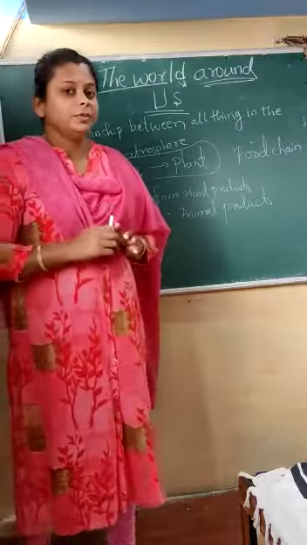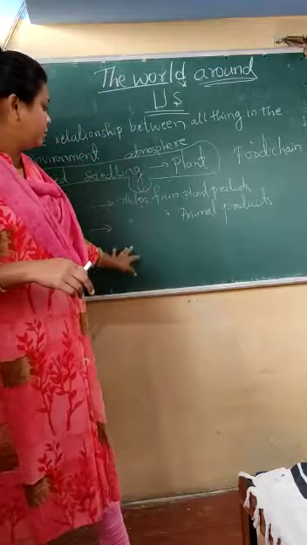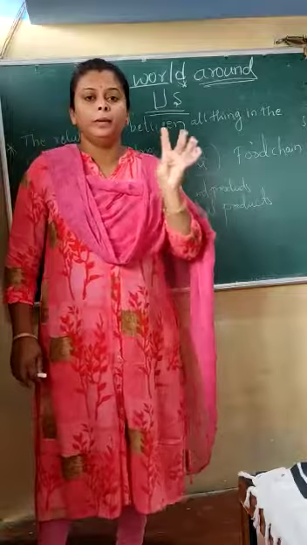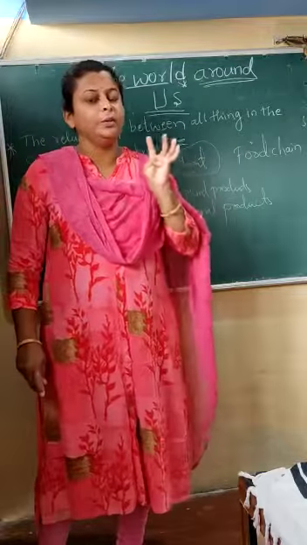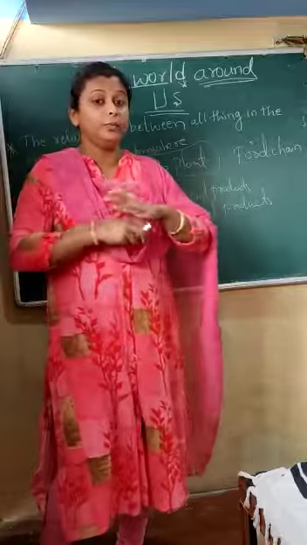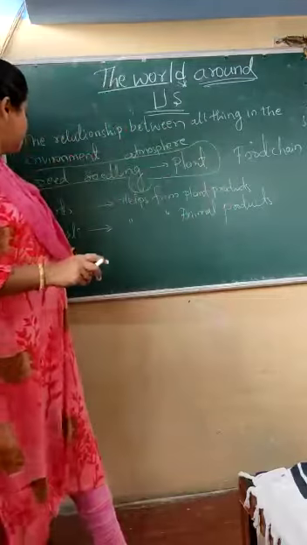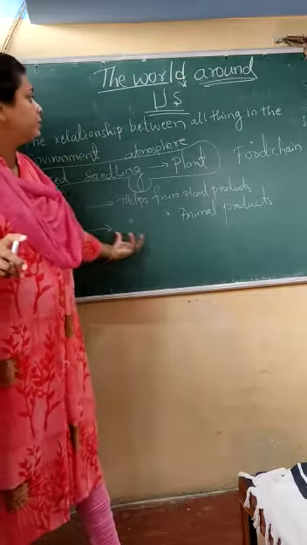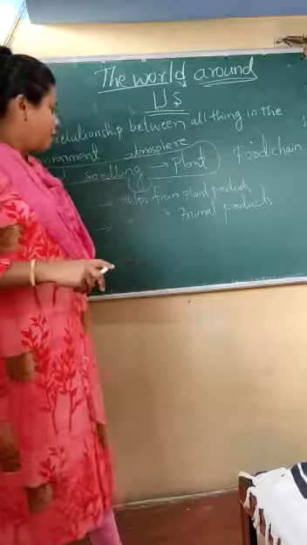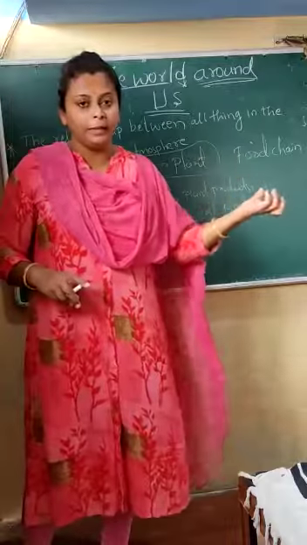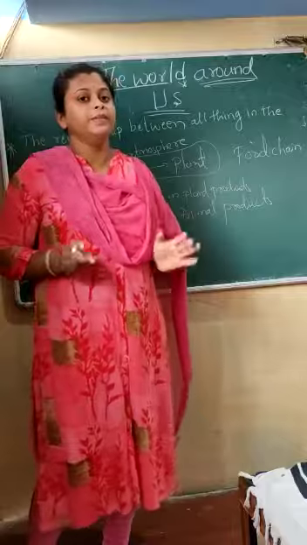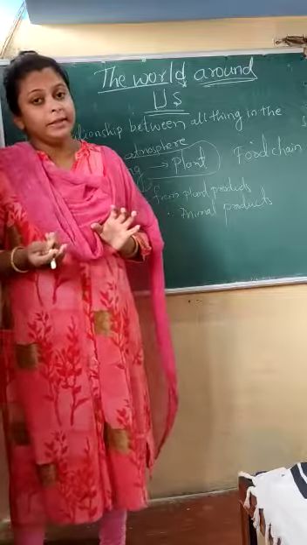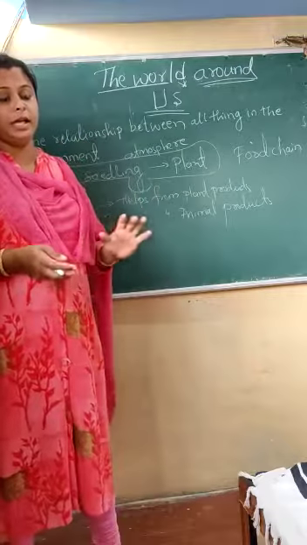Okay, I'll give you some homework. I'll give you two questions. Write down the help we get from plants in nature or in the world. You have to write it in brief. The next question: write down the help or the relationship between animals and other things. You can write how animals help us in different ways in our world, in this nature. So you can easily write these two questions, and enjoy this video.